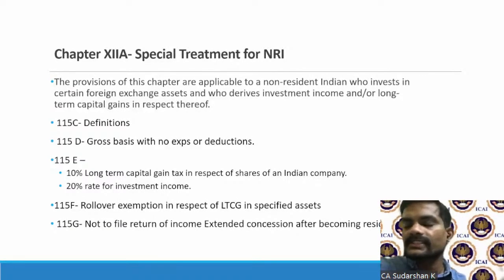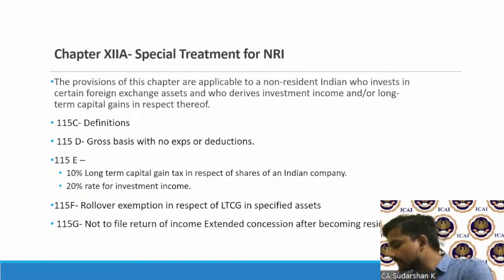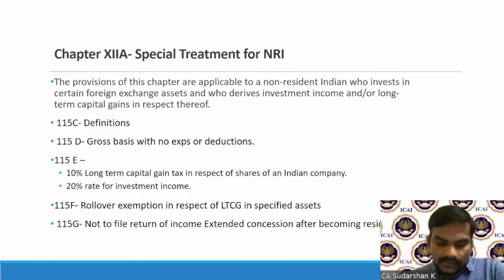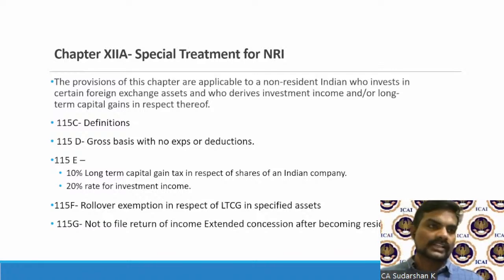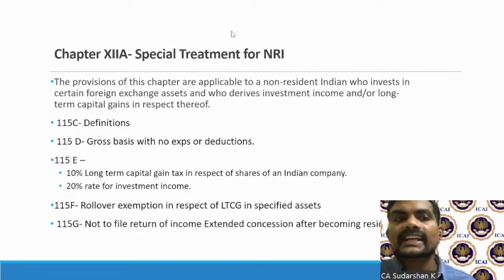Again, as the name says, this chapter 12A is largely for tax treatment of non-resident Indians. So the idea is, this says special provisions relating to certain incomes of non-residents. The non-residents here are largely defined as non-resident Indians. So this is for the Indian diaspora community.